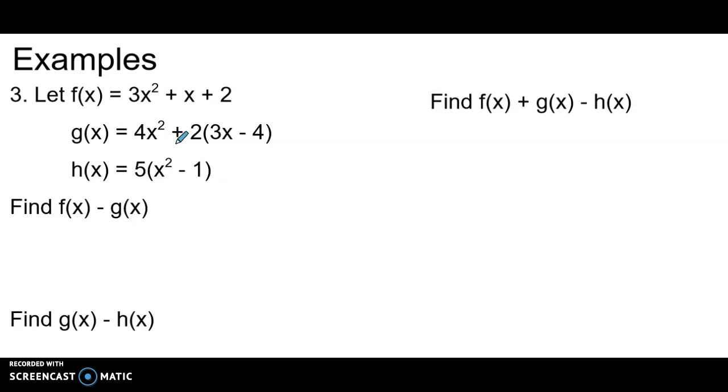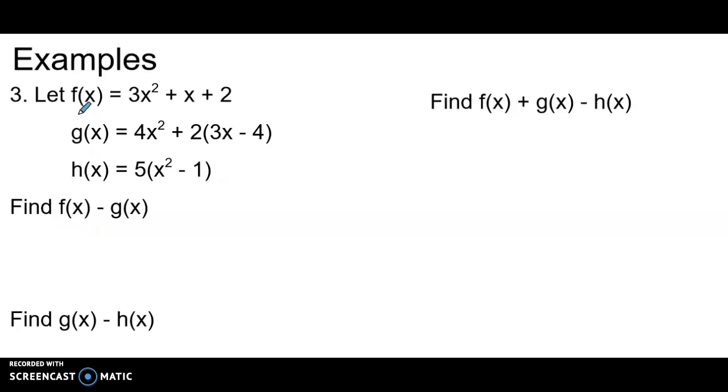Third example for the day. We have f of x as 3x squared plus x plus 2, and we have g of x as 4x squared plus 2 times 3x minus 4, and h of x is equal to 5 times x squared minus 1. So we want to find f of x minus g of x.